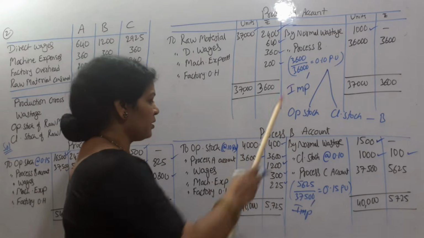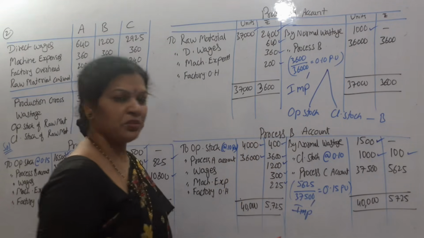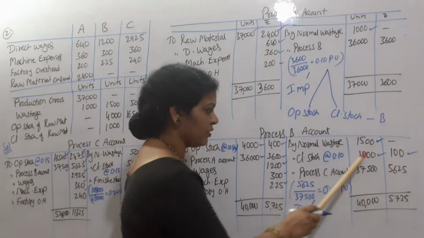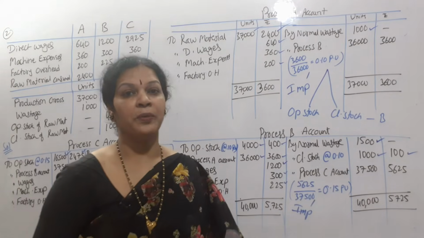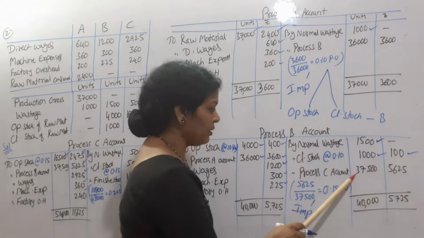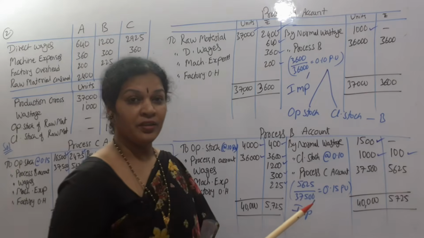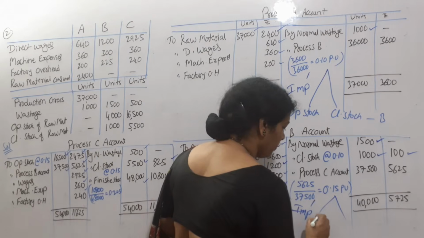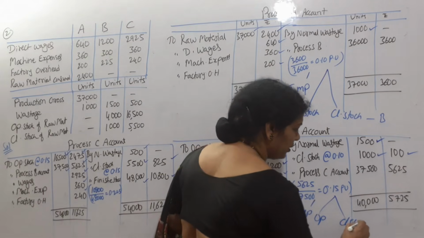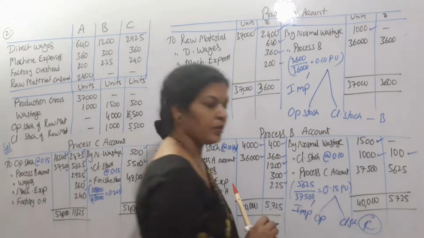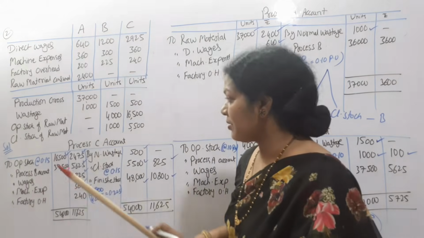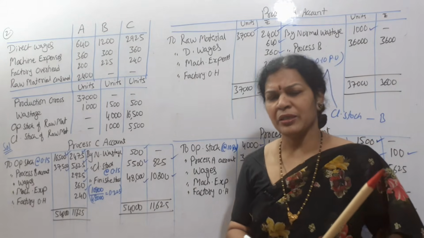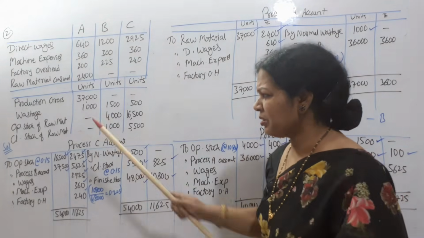For the rest, we transferred this amount, wrote the expenses and wrote the normal wastage, and at the end of process B we got this much balance. Here also, once again, we have calculated per unit: 5,625 divided by 37,500, you got 0.15, 15 paisa. 15 paisa is also once again useful for the opening stock and closing stock of process C. In process C, I have taken 15 paisa for the opening stock, and the closing stock calculation also uses the same 15 paisa. That's it. The rest of the things are okay.